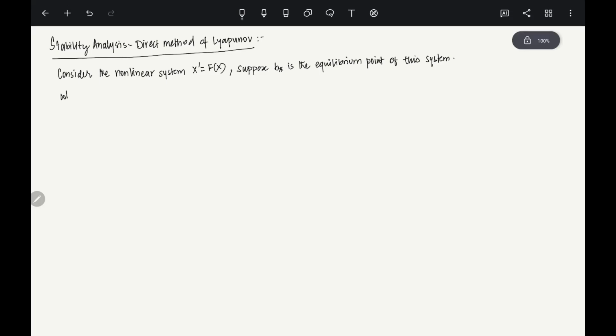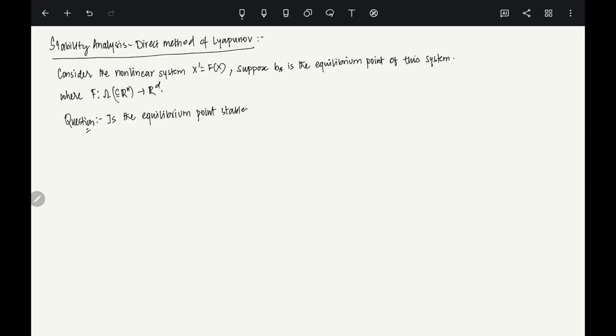Here we are assuming f is from omega, a subset of Rn, to let's say Rn. So basically b star is in omega. Now the question is, we want to analyze the stability of the equilibrium. Question: is the equilibrium point, in this case b star, stable?